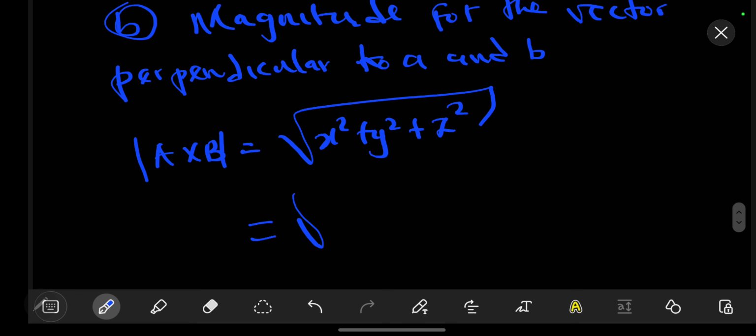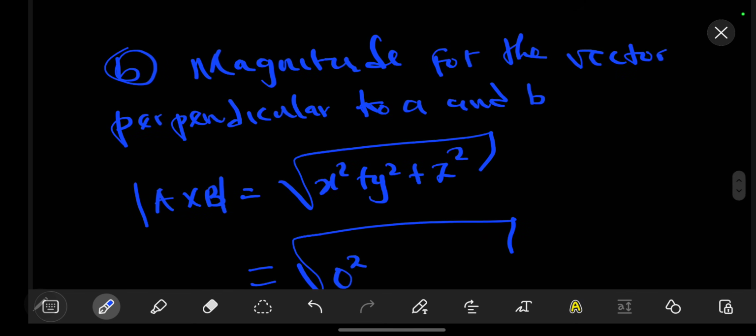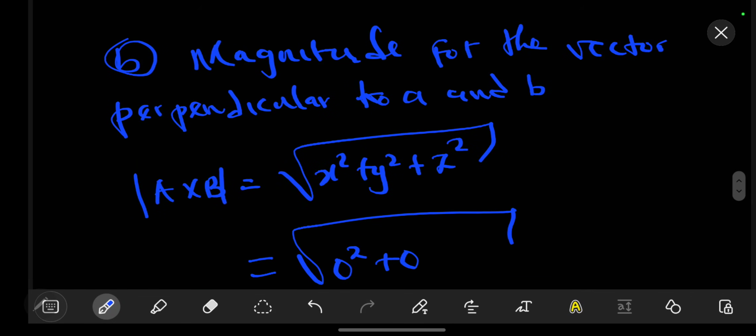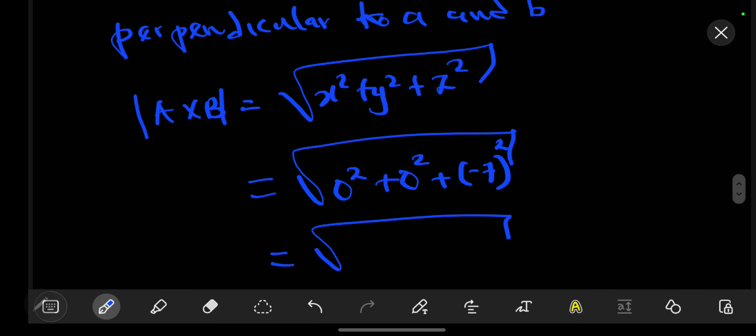So which will be equal to the square root of our x squared, which is 0 squared, because we only have the z component, negative 7k. So we have plus, even our y is 0, then we have plus our negative 7, then squared like that. So this gives us the square root of 0 plus 0. Negative 7 squared will be plus 7.